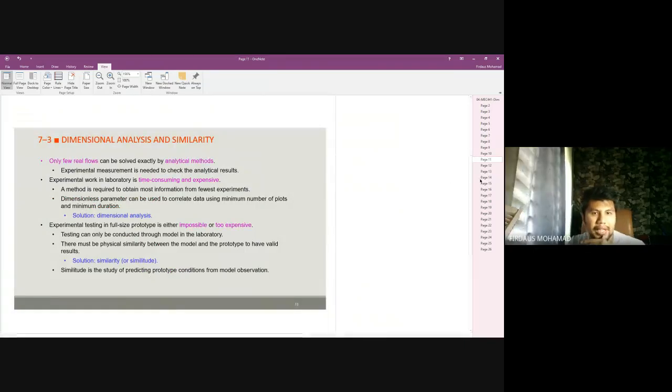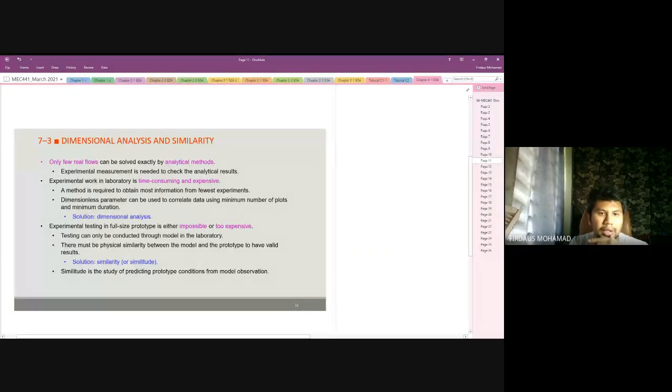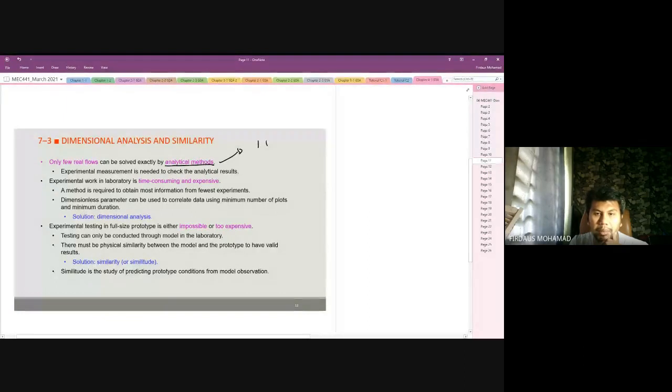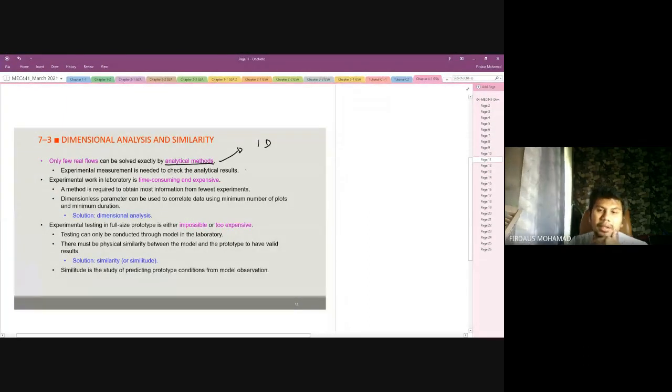Okay, so dimensional analysis and similarity. Only few real flow can be solved exactly by analytical model. Okay, analytical. What is analytical? Analytical ni maknanya kita boleh solve based on equation. Okay, so normally analytical method only useful when it is one dimensional punya analysis. Okay, so contoh dia apa? Analytical contoh one dimensional flow dalam pipe, so kita boleh solve guna analytical.